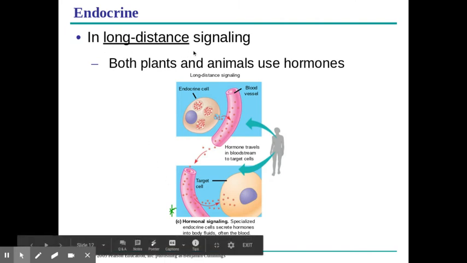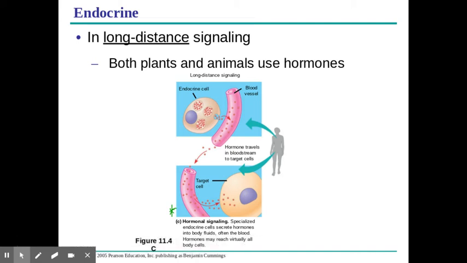Okay, so the endocrine system, it's a body system that creates hormones. How do they travel through the bloodstream? This would be long distance.